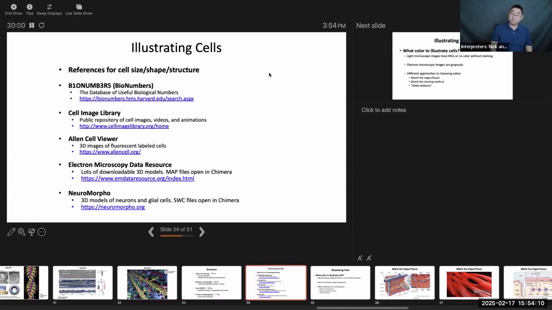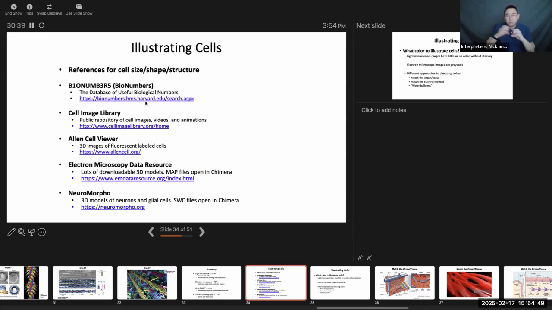To actually illustrate cells, there's some different references that I've included here, and I put direct links to these in my courses if you're interested in going and looking at them. I'm not going to bore you with going to look at them. We will come back and use the electron microscopy data resource. I think next week we're actually going to do an exercise in class where we use that as a resource. But maybe I'll demonstrate some of these things for you next week before we do that exercise in class. But they're handy references to have if you want information about cells or cell structures.